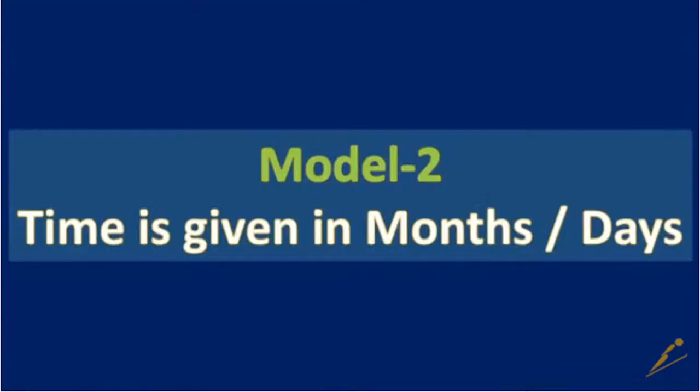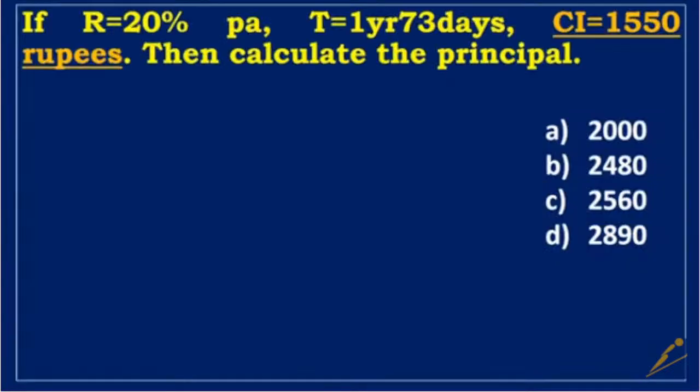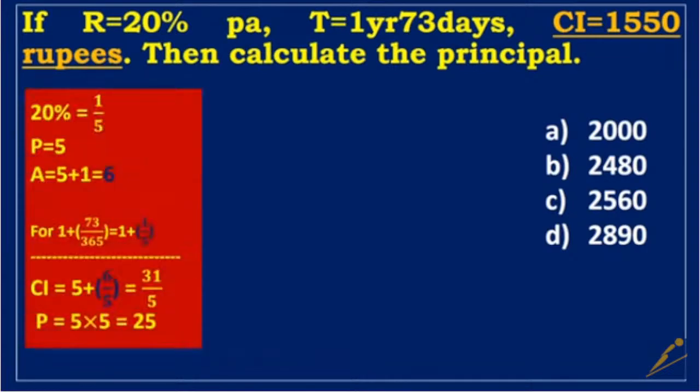Model 2. Time is given in months or days. If the rate of interest equals 20% per annum, time equals 1 year 73 days, CI equals 1550 rupees, then calculate the principal. Given the interest rate is 20%, which equals 1 divided by 5. The principal in this example is 5. Add numerator and denominator values to get the amount, which is 6.